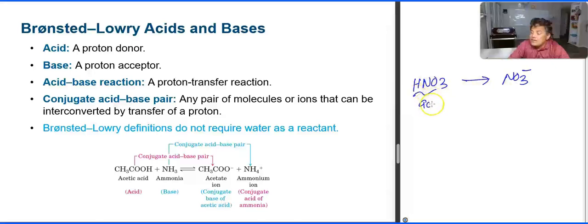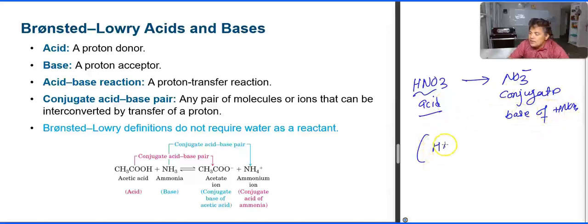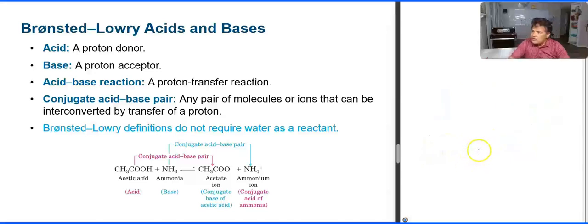So this is the acid, this is the parent, and this is the conjugate base of HNO3. So the conjugate acid-base pair is HNO3 and NO3−. These are the pair. Okay, so that is the conjugate acid-base pair. The easiest way to know the conjugate acid-base pair: you just throw out the hydrogen, and what remains is the conjugate base. You add the hydrogen, and what you get becomes the conjugate acid of a base.